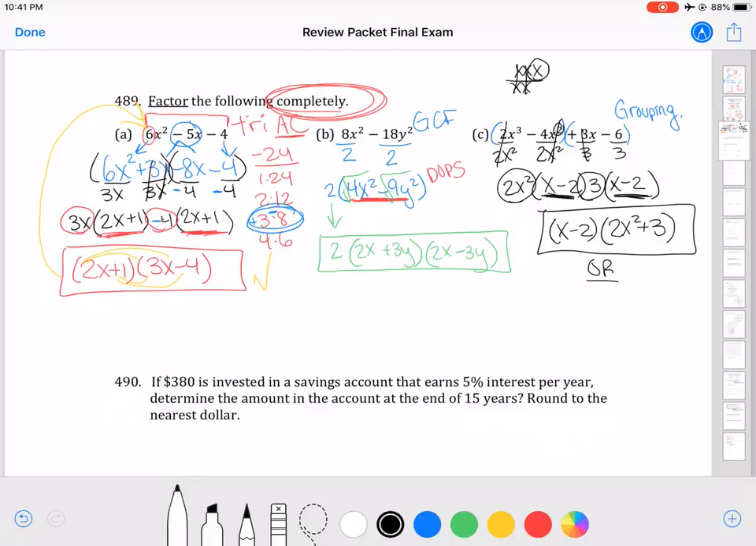But you could change the order of all the overall factors. So the 2x squared plus 3 could come first, and then the x minus 2. Both of these are correct answers. And same thing goes for part A and part B. You can switch around the order of the factors if that makes more sense to you.